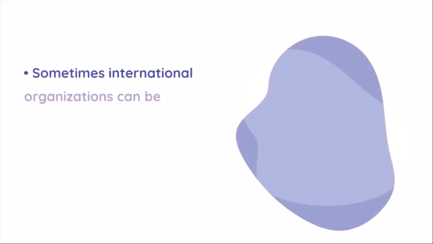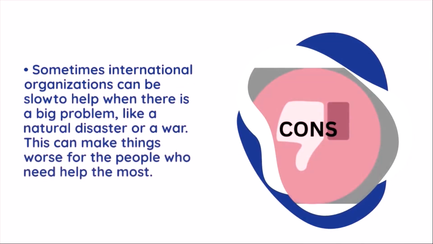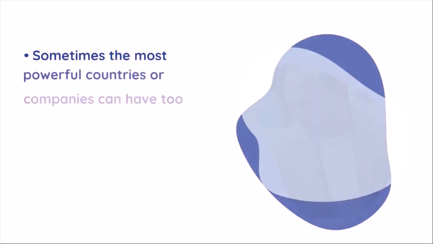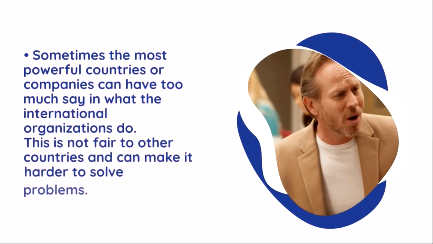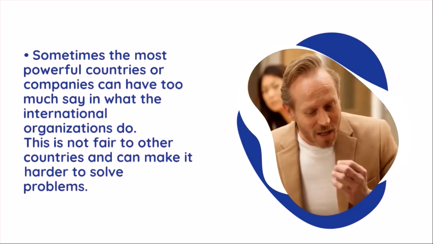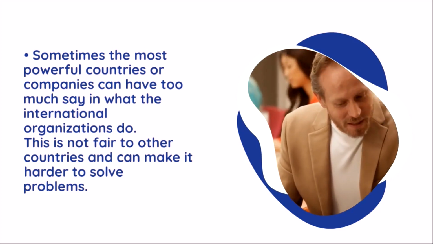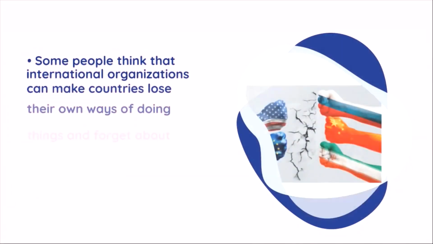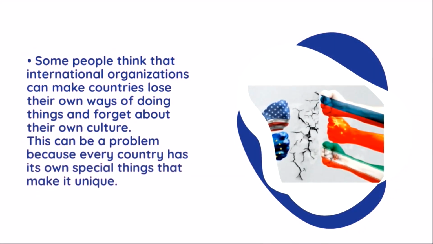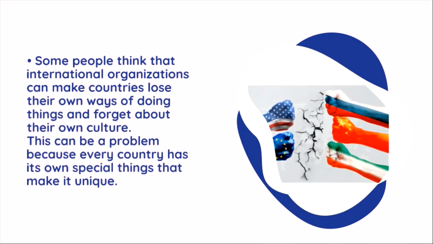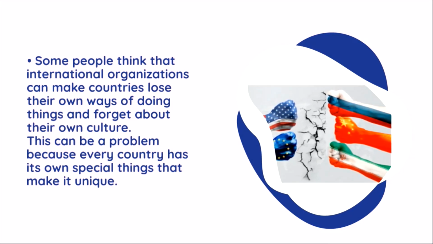Cons. Sometimes international organizations can be slow to help when there is a big problem, like a natural disaster or a war. This can make things worse for the people who need help the most. Sometimes the most powerful countries or companies can have too much say in what the international organizations do. This is not fair to other countries and can make it harder to solve problems. Some people think that international organizations can make countries lose their own ways of doing things and forget about their own culture. This can be a problem because every country has its own special things that make it unique.